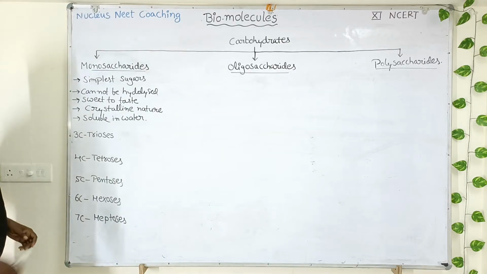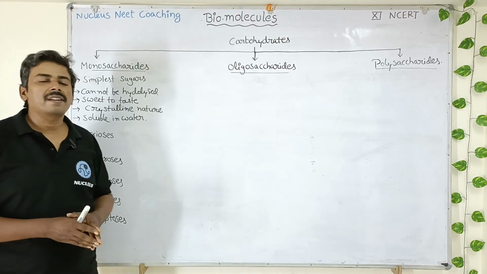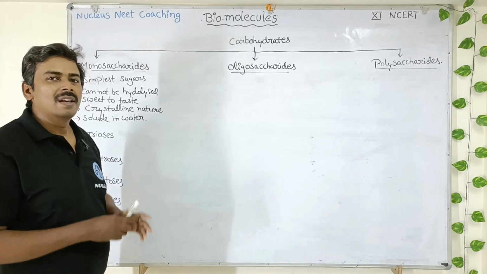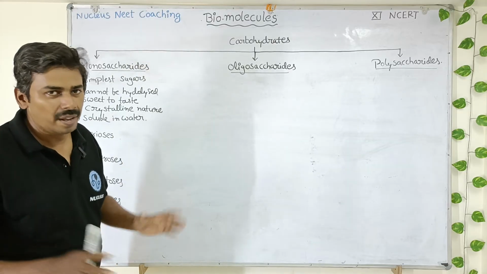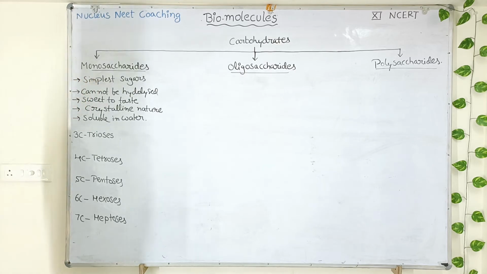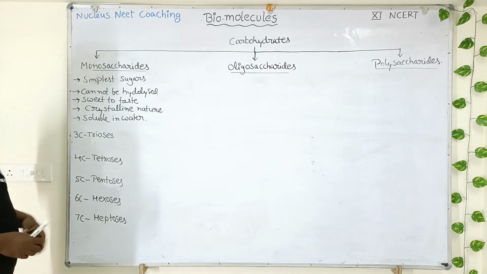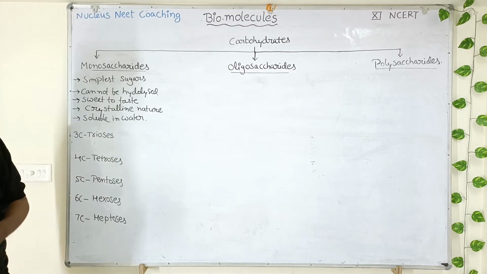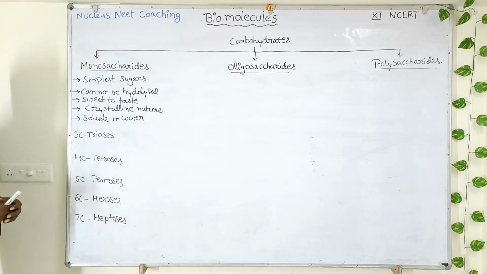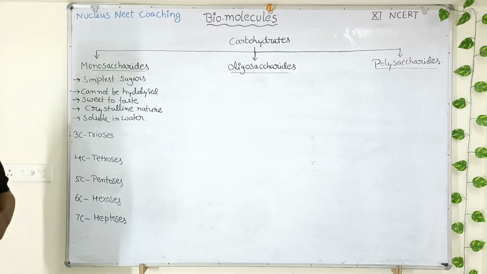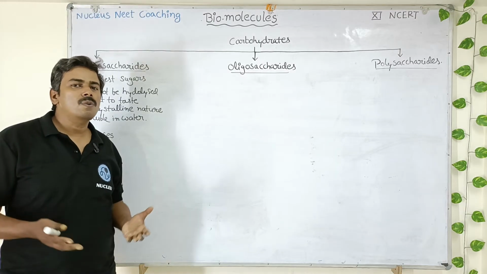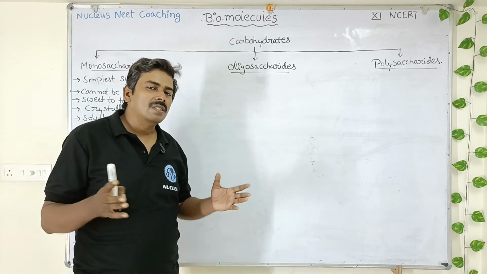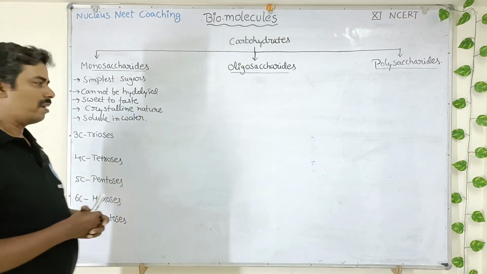Monosaccharides, as the name itself tells, mono means one. So monosaccharides are the carbohydrates which are made up of only one single sugar or monomer that cannot be hydrolyzed any further. They are the simplest form of sugars. They are sweet to taste. They are crystalline in nature and they are soluble in water. So these are the properties of monosaccharides. Just now we have discussed a few examples of monosaccharides. Glucose is a monosaccharide, and fructose is also a monosaccharide, and galactose is also a monosaccharide. They are all sweet sugars.